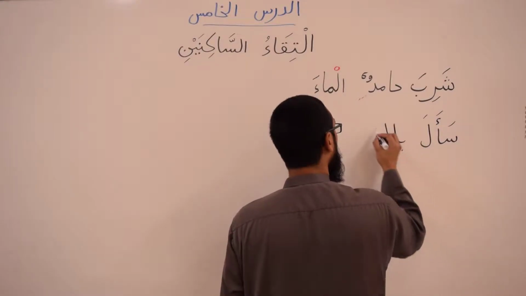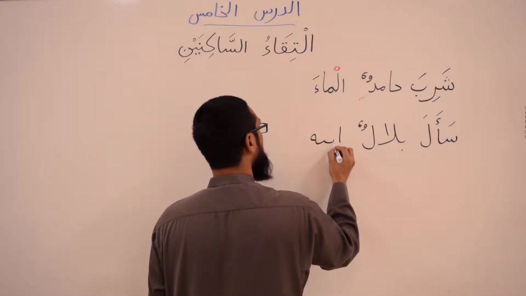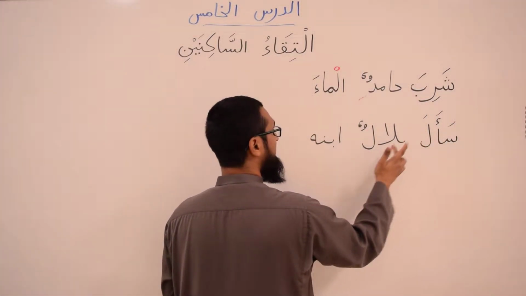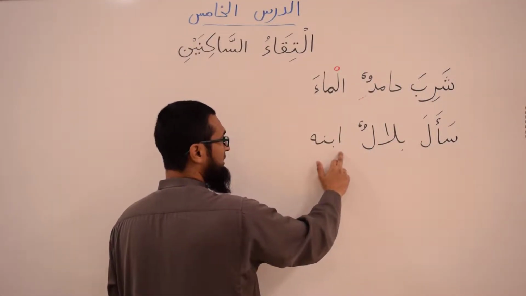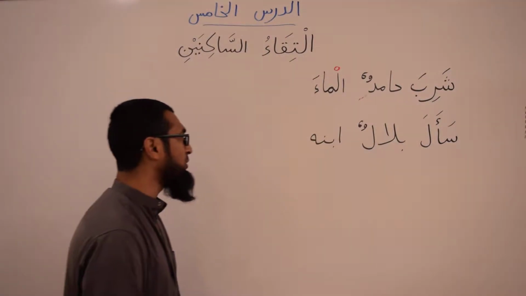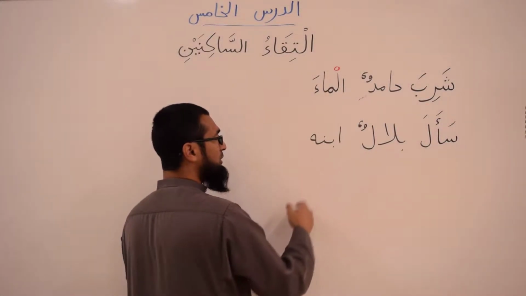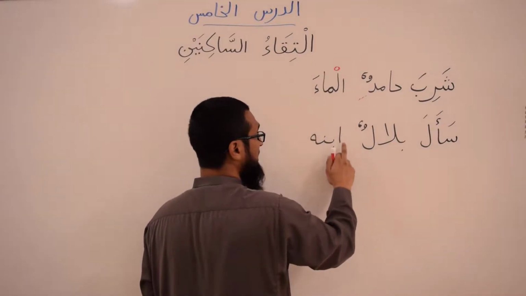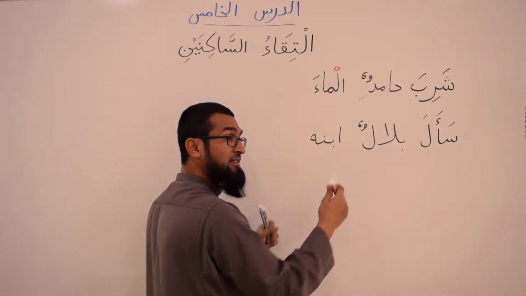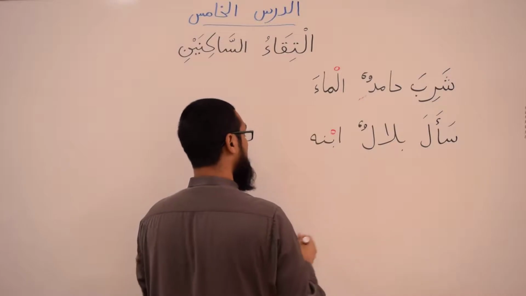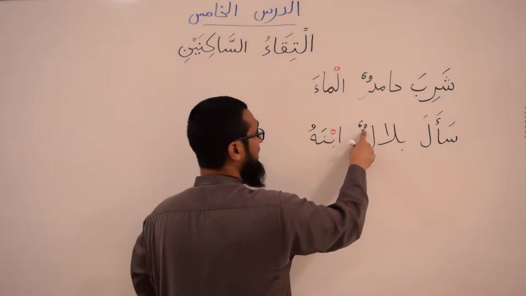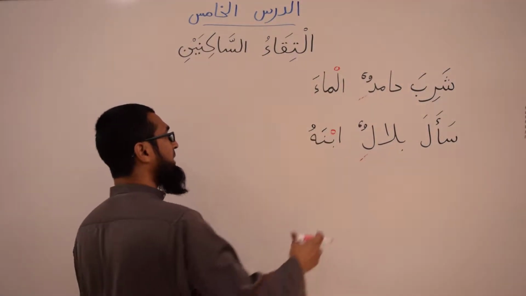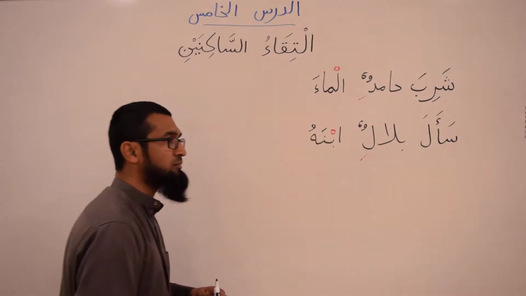Sa'ala Bilalun ibnahu. Again, just so we understand: fi'l, fa'il, maf'ulun bihi. This part is maf'ulun bihi and this is just a mudaf. But we want to connect Bilalun and ibnahu. Remember, this here is just hamzatul wasl, in ibn, just like in isn, and so on. It's not pronounced in between the speech. This has a sukoon, and because it's Bilalun, it's as though there's a sukoon there. So it's going to be Sa'ala Bilalun ibnahu.